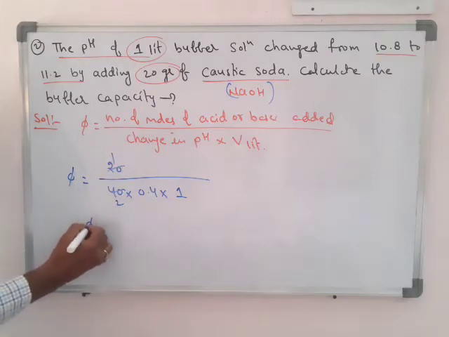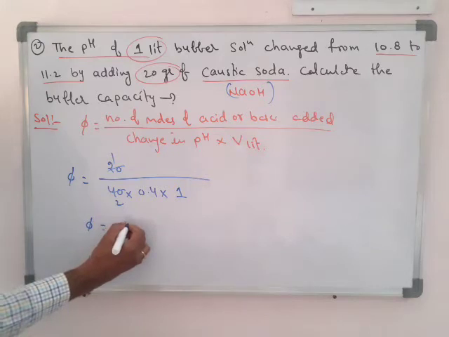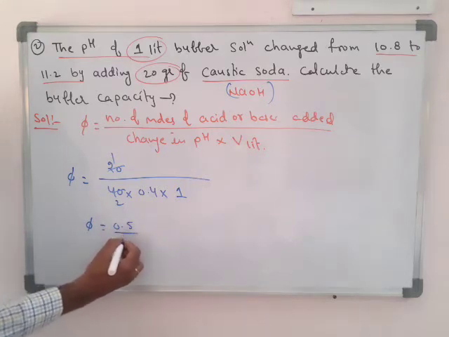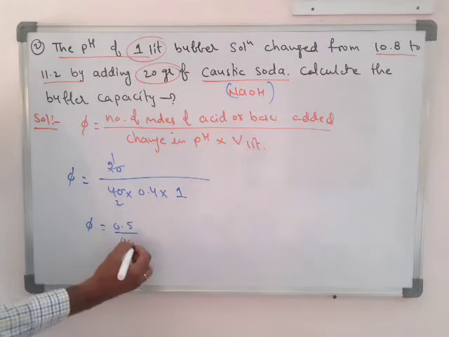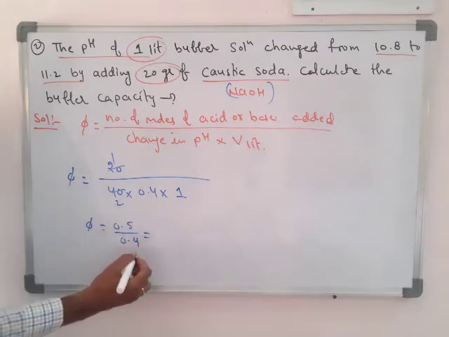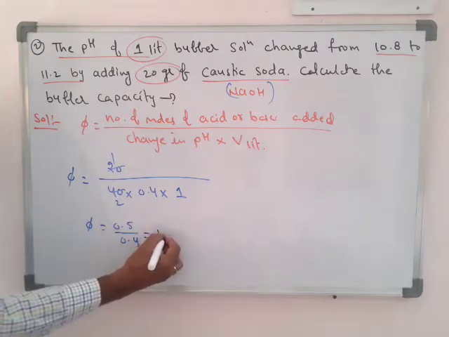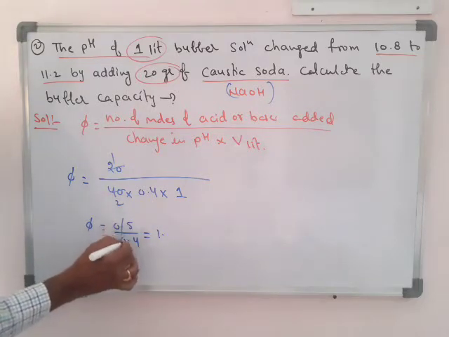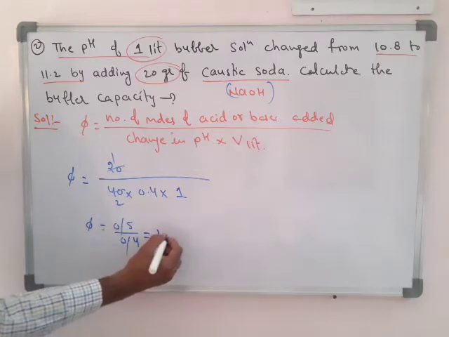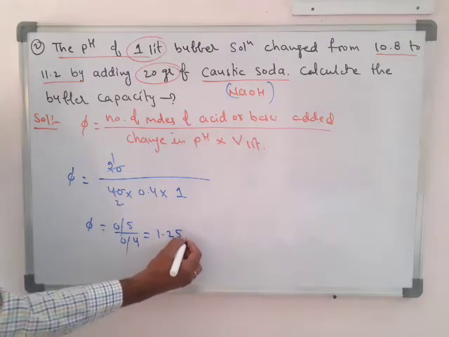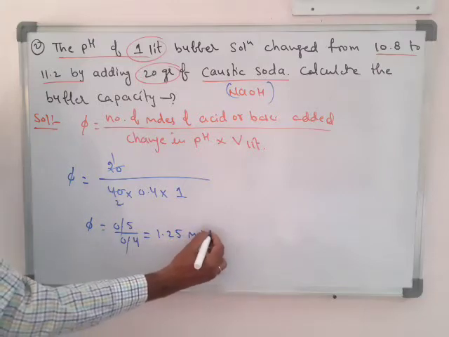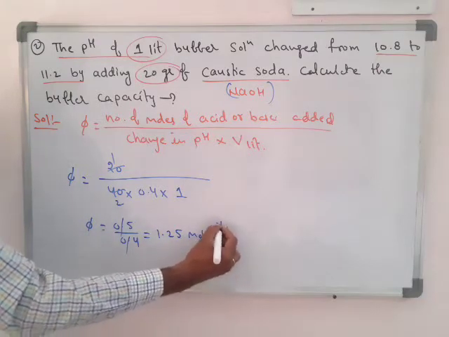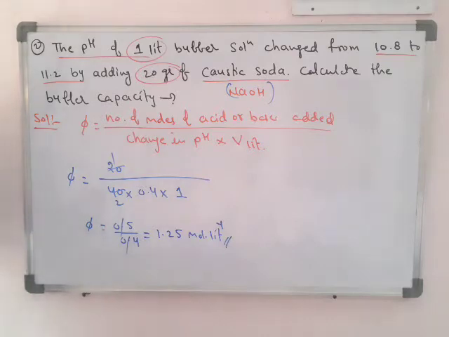Okay, 1 by 2. The phi is equal to, sorry, 0.5 by 1 by 2 we can write 0.5 by 0.4. So finally we will get 1.25. Is it correct? So its buffer capacity is 1.25.